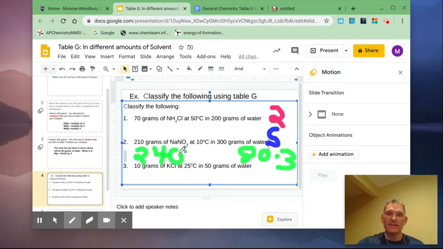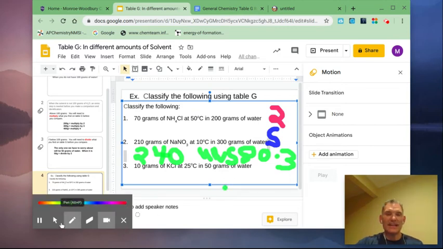210 is below 240. So this one is also unsaturated. And again, I apologize for the writing. I'm still getting used to all of this stuff. So notice that it's not something that is that hard to do as long as you know where things are taking place.